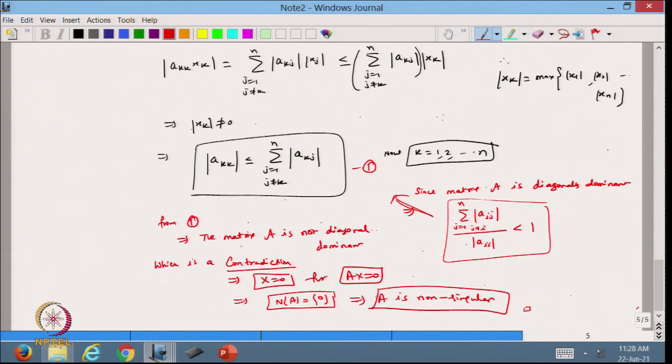So, we will stop here today. In today's lecture we have discussed the property of a diagonal dominant matrix, and based on that we have shown how the iterative method, that is Gauss-Jacobi, has convergence and how a diagonal dominant matrix is a non-singular matrix. We will continue with this in the next lecture.